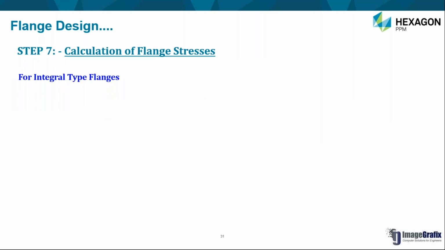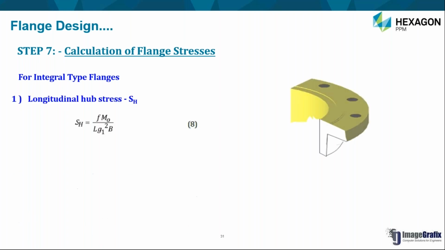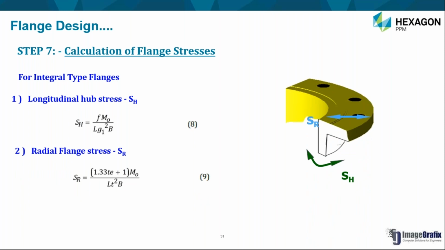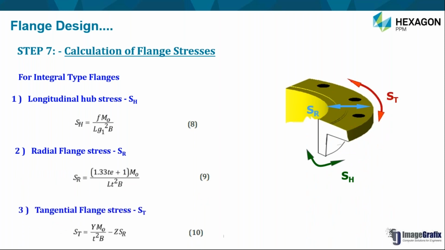Now we'll come to our final aim, to calculate the various stresses. In the case of integral flanges, there is a hub present in the flange. In that hub, there are two types of stresses developed: one is the longitudinal hub stress and the other is the radial stress. And the last one is the tangential stress, which will be present in the flange. This is the direction of the longitudinal hub stress applied on the hub. It also depends upon your hub dimension.